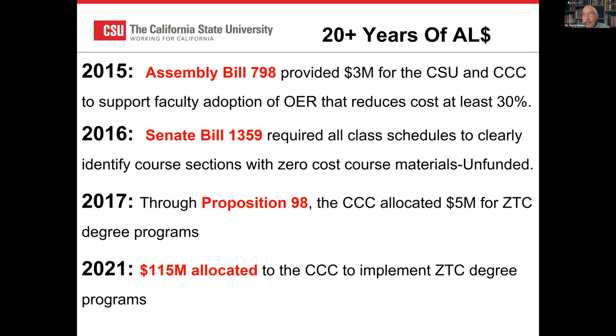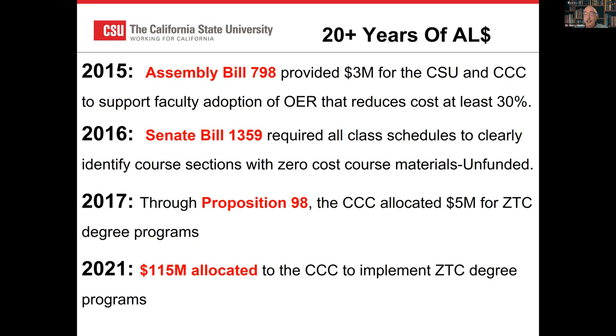Once we got that going and had a library, the next capacity building was funding to support faculty adoption. Once you make materials available related to their courses, then we got $3 million to distribute to campuses to support faculty. That helps produce courses with low and no costs. And then 2016 was the bill that all classes had to clearly identify course sections with zero cost materials. It was unfunded, but now you had a chance to activate the demand side of the curve, where students would be looking for courses with low and zero costs.